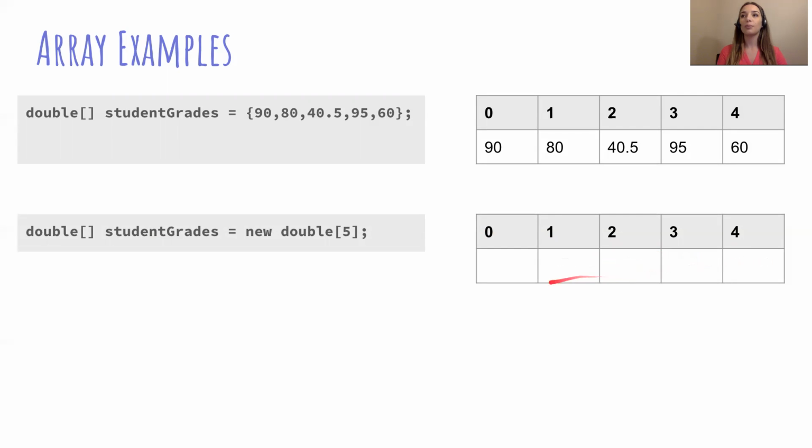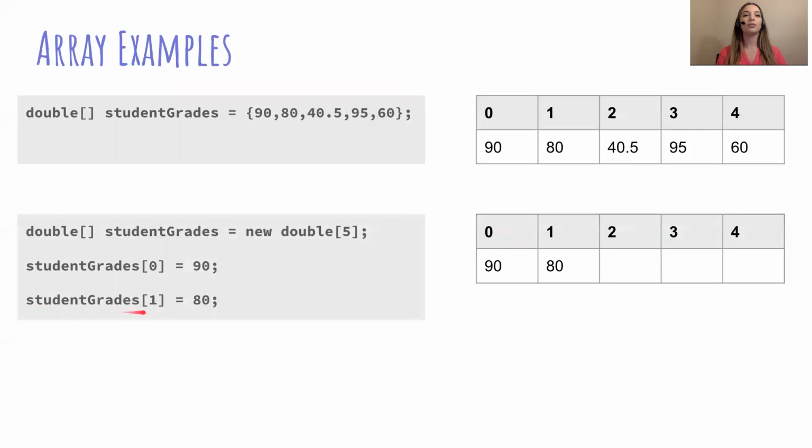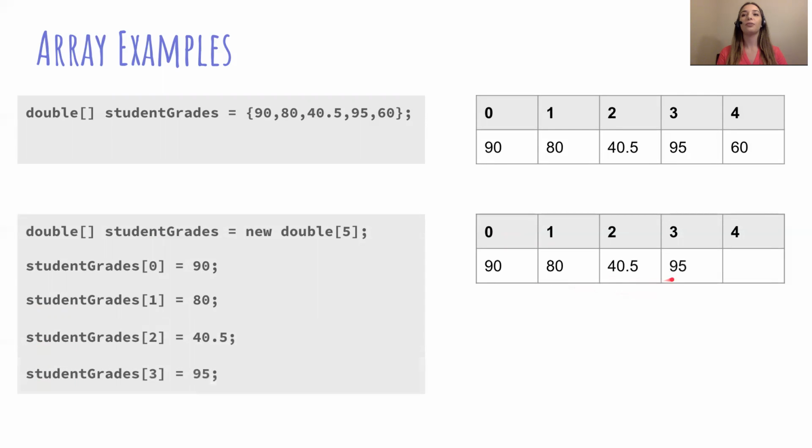In order to actually put values into these slots, we'll have to write code like this. When we say the same name of variable, student grades, and we say the index 0, remember that's the first spot. The first spot starts at index 0. We assign it to 90, and you'll see now we have 90 in this slot. Now if we say student grades 1 and we assign 80, then it'll put 80. Same thing for 2, 40.5, for 3, 95, and for 4, 60.